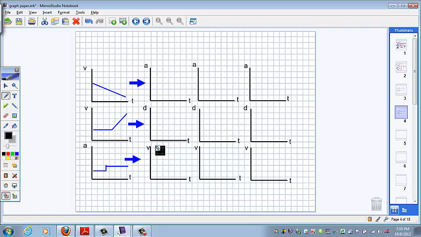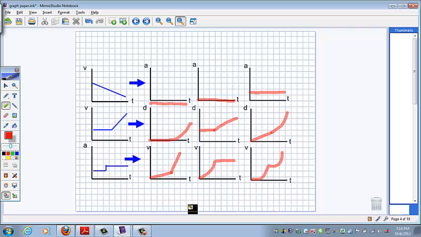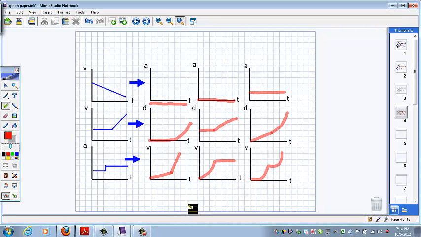Give yourself a moment or two to try to draw them out first. Just go ahead and pause, and then see if they match what I draw in here in a moment. Okay, let's see how you did.